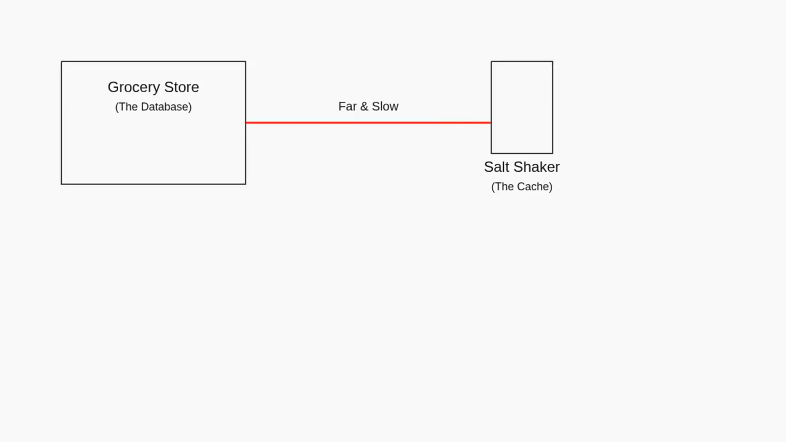In computing, we do the exact same thing. We take the most frequently accessed data from the slow, giant database and put it into a small, super fast piece of memory called RAM. Accessing RAM is thousands of times faster than accessing a disk. By keeping the salt on the counter, your cooking or your app becomes incredibly fast because you have eliminated the travel time. So how does a cache actually store this data?